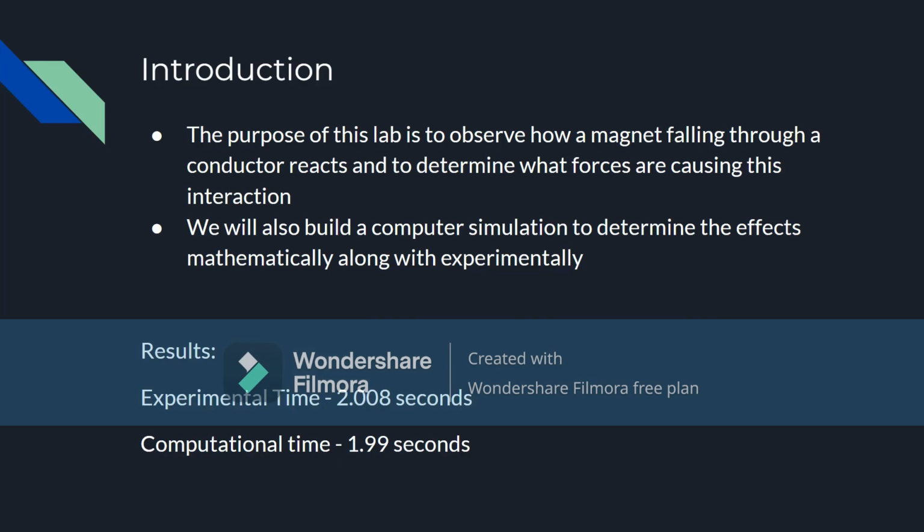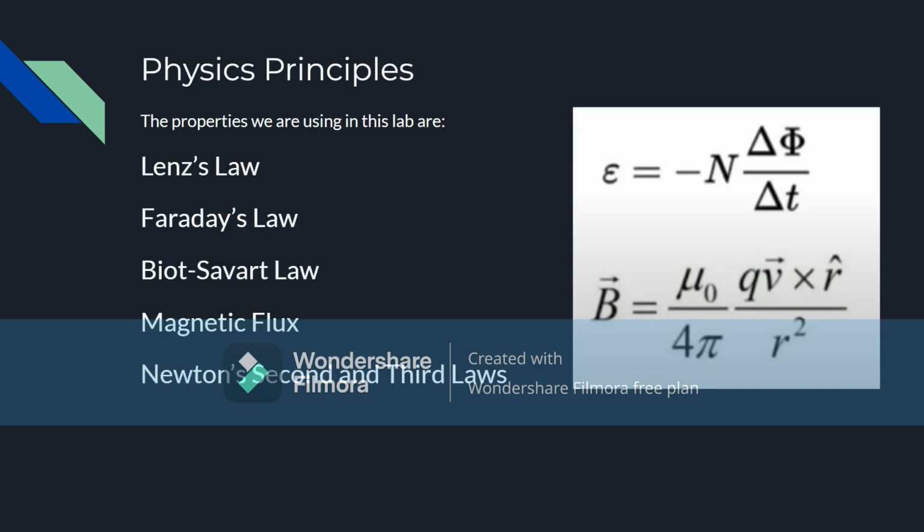For the introduction, the purpose of this lab is to observe how a magnet falling through a conductor reacts and to determine what forces are causing this interaction. We will also build a computer simulation to determine the effects mathematically along with experimentally. For my results, my experimental time was 2.008 seconds on average. My computational time was 1.99 seconds.